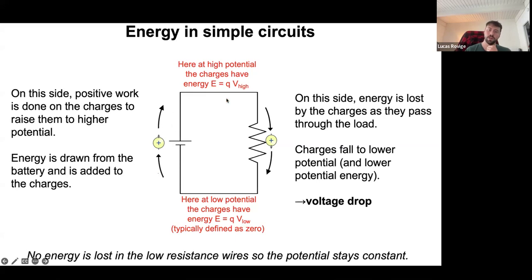And then your charges are moving here because of the potential difference. And when they're passing through your resistor, some energy is lost by the charge in the form of thermal energy. And so therefore, they fall to a lower potential. It means that you have a lower potential at this point, and so that creates the voltage drop. And after that, some energy will be drawn again from the battery, re-energizing those charges, and the cycle can continue.